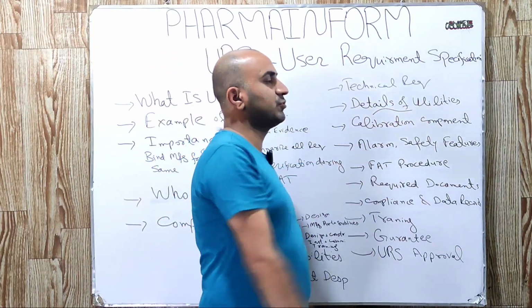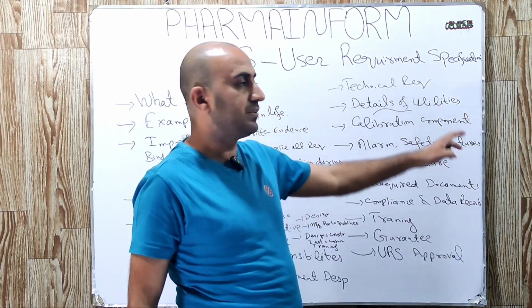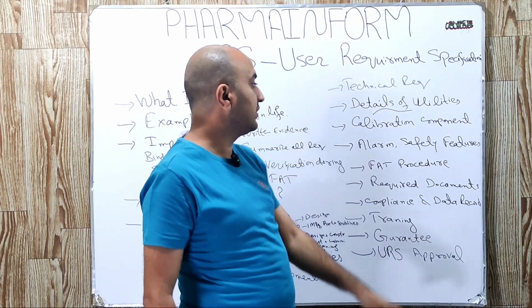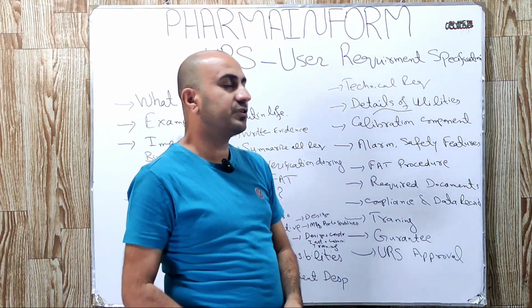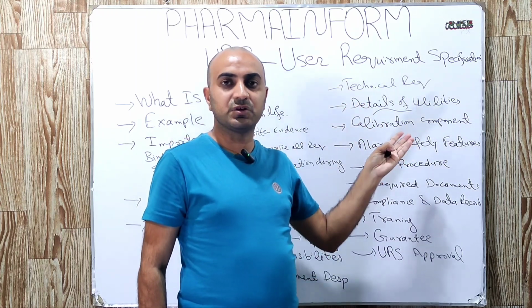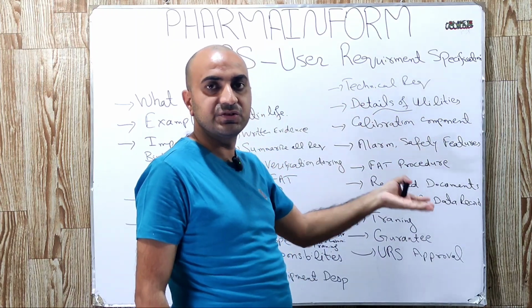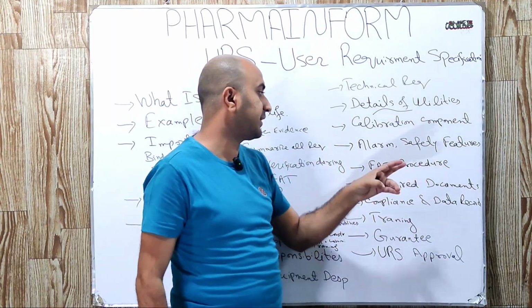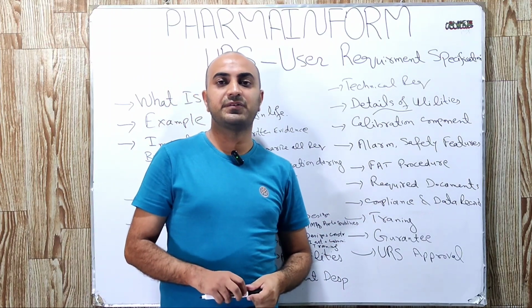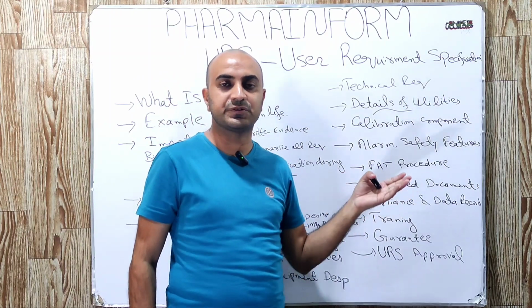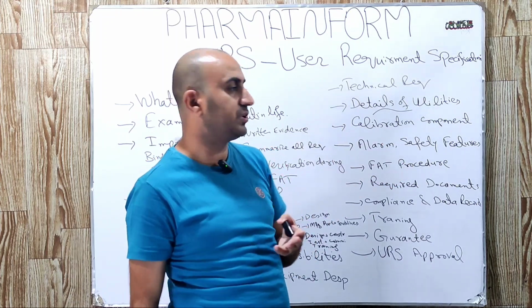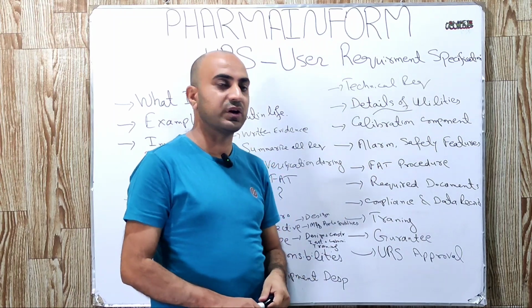The next one is details of utilities. In this we mention the details regarding the utilities, like compressed air type utilities. The next one is calibration components: which type of components in the RMG need to be calibrated, like air gauges, ampere meter, voltmeter type instruments. The next one is the installation of alarm and safety features like an air purging system and an open lid alarm system. Which type of alarms and safety features you need, you must mention in your URS.